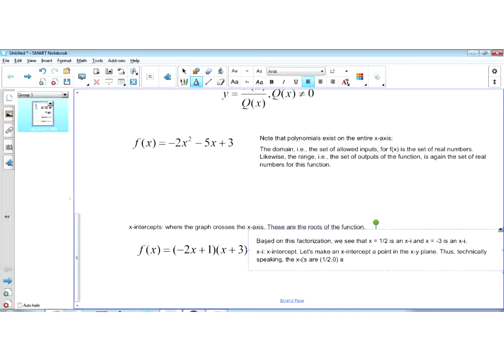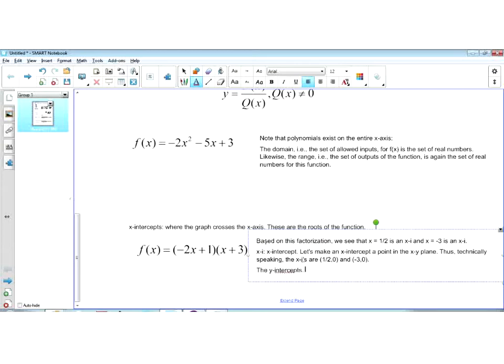1/2, 0, and -3, 0. So these will be our x-intercepts. So we have at least 2 points out of an infinite number of points that we can use to graph this figure. Okay, now we have x-intercepts, so now let's talk about y-intercepts.